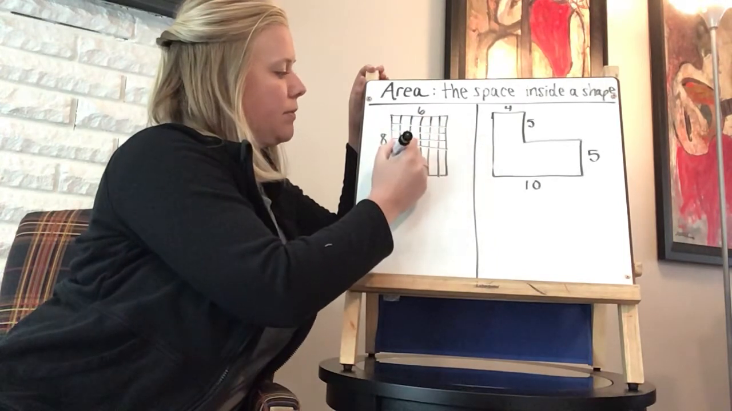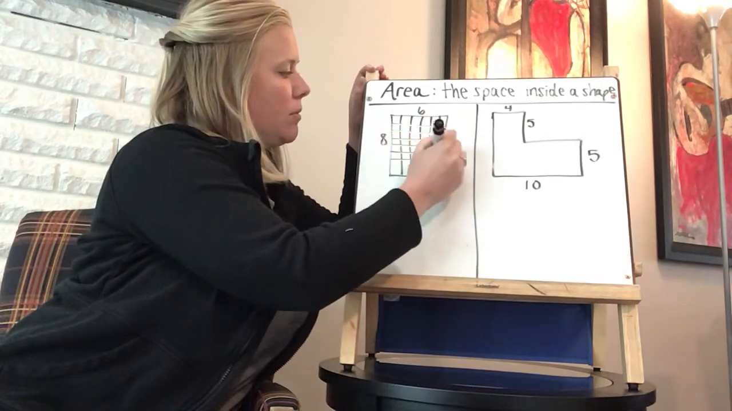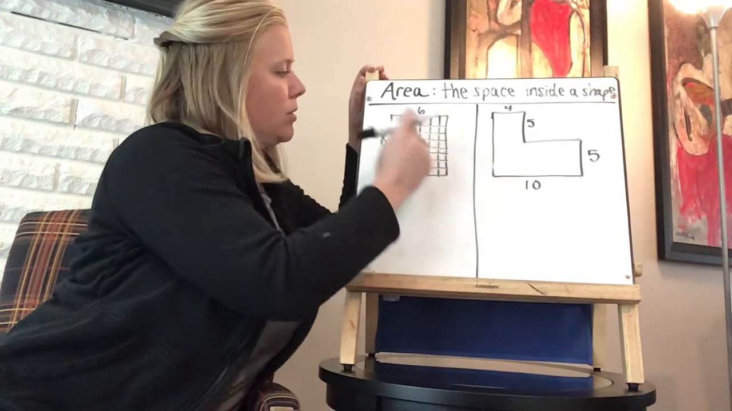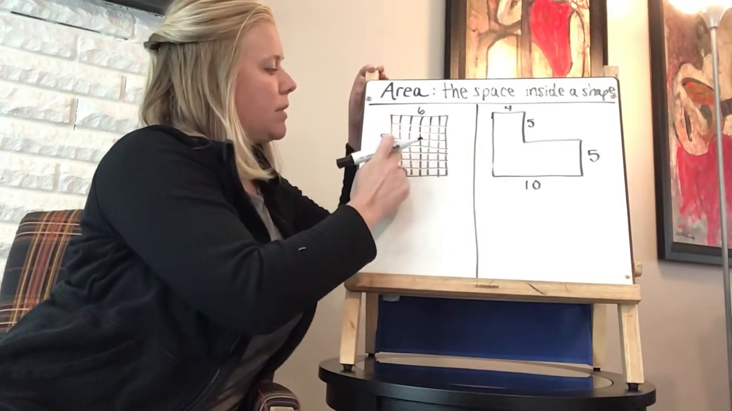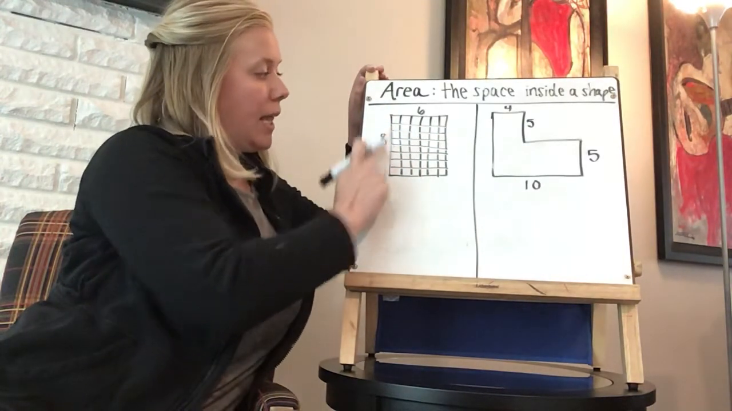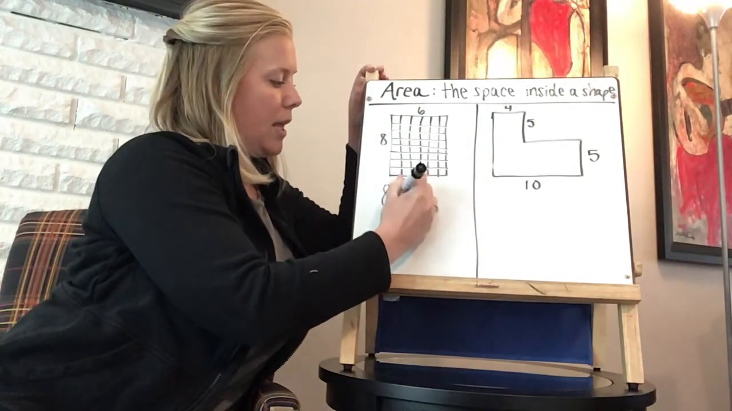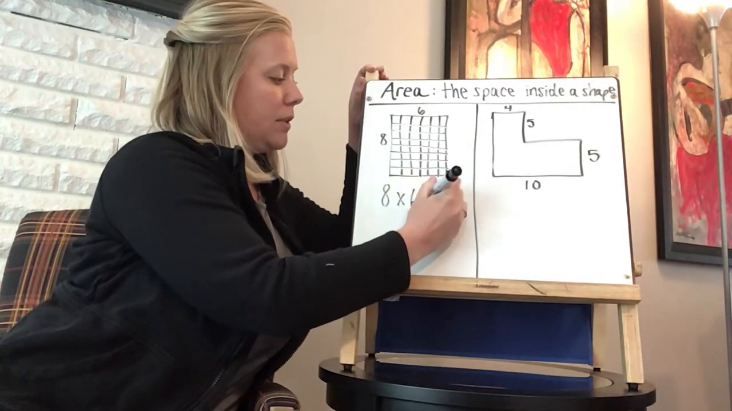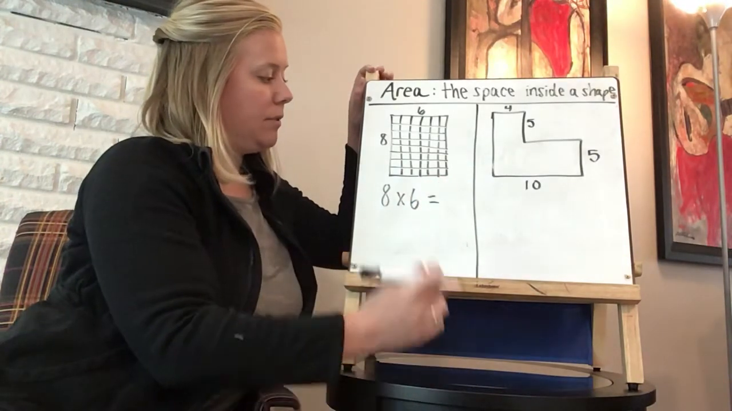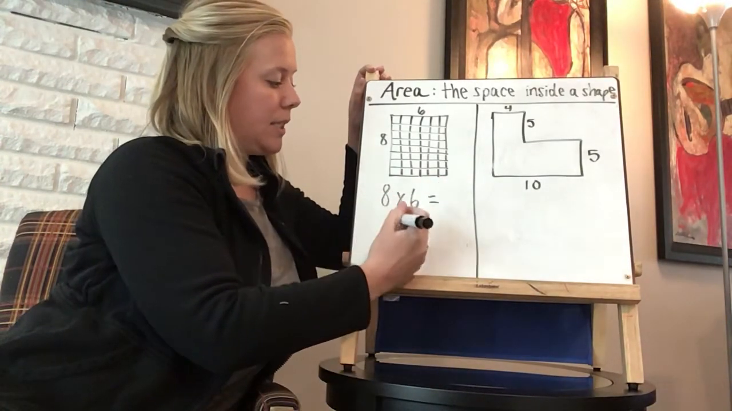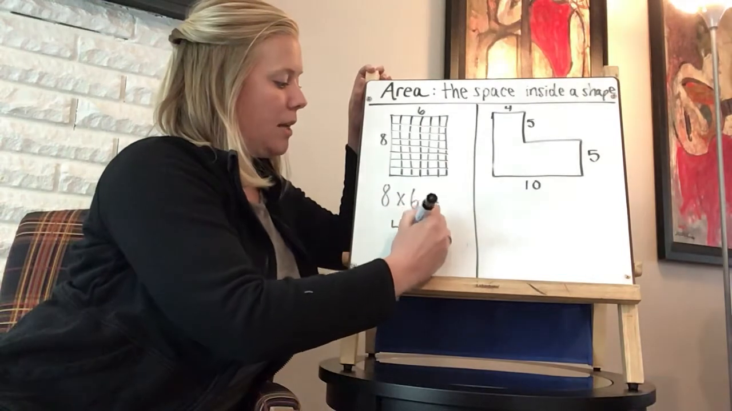You don't need to fill it in like this unless it helps you. You absolutely can. So 1, 2, 3, 4, 5, 6, 7, 8. I have 8 rows of 6. Okay? So 8 times 6 equals 48.